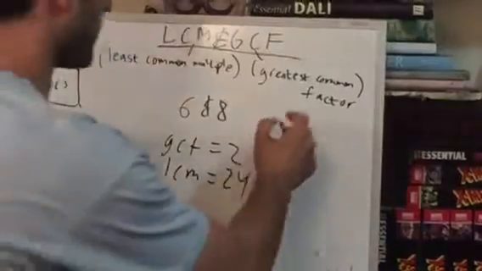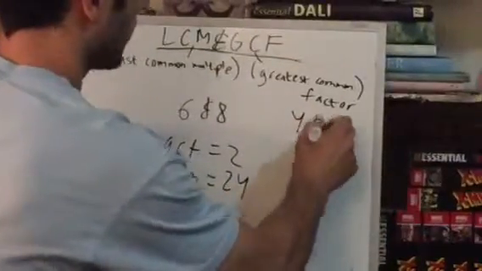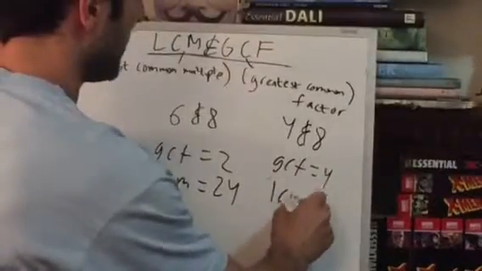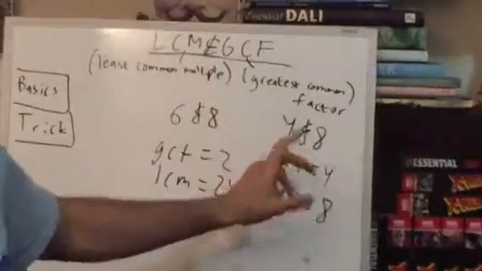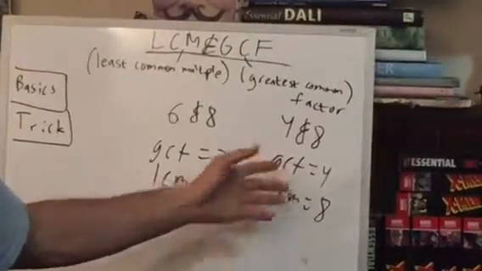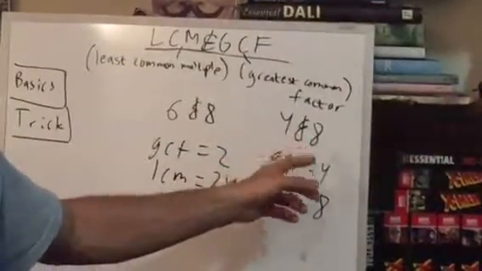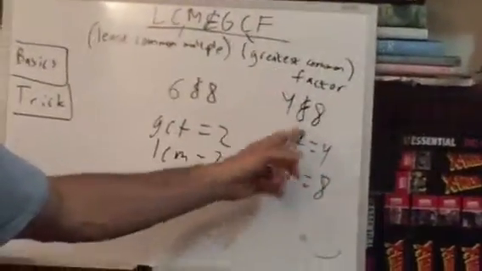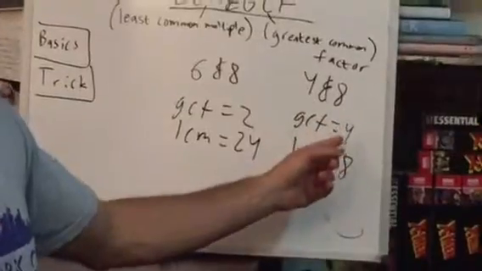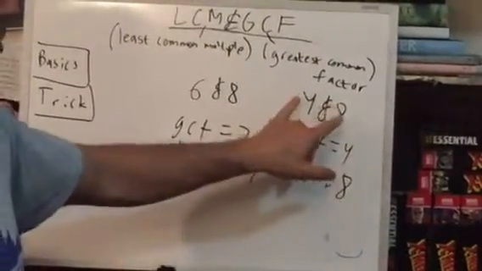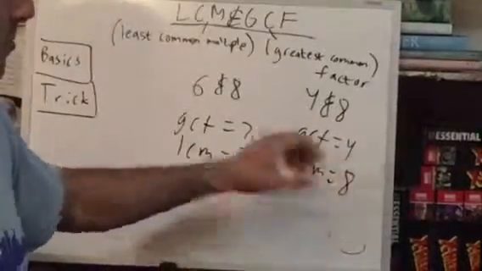All right, let's try another one. How about 4 and 8? Here the GCF happens to be 4 and the LCM is 8. I only mention this example to illustrate one point. The GCF and the LCM could happen to be one of the numbers. They're not necessarily a different number. So 4 goes into itself and into 8, and there's nothing higher than 4 that goes into both. 8 is the lowest number such that both of these go into that number.